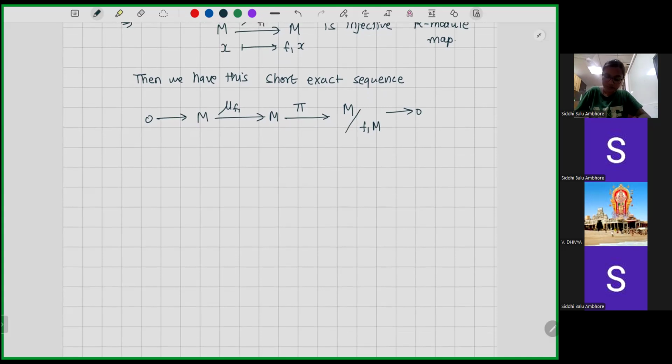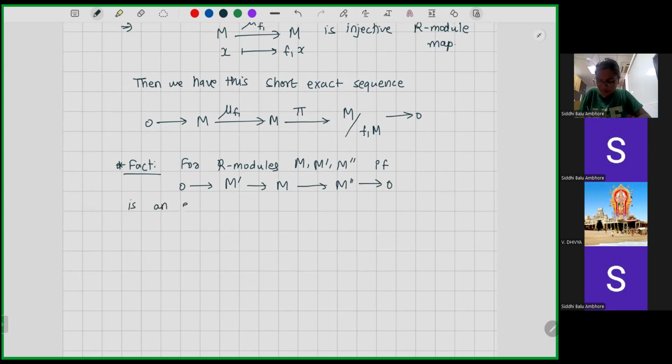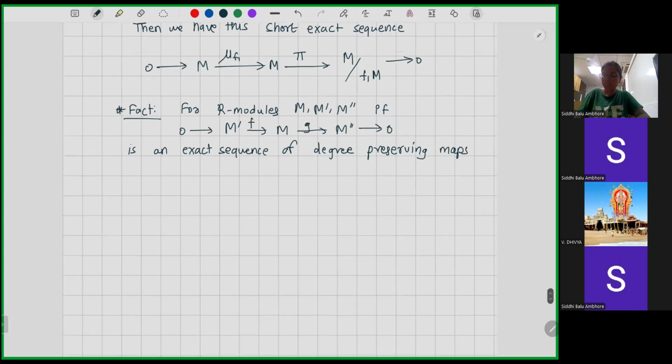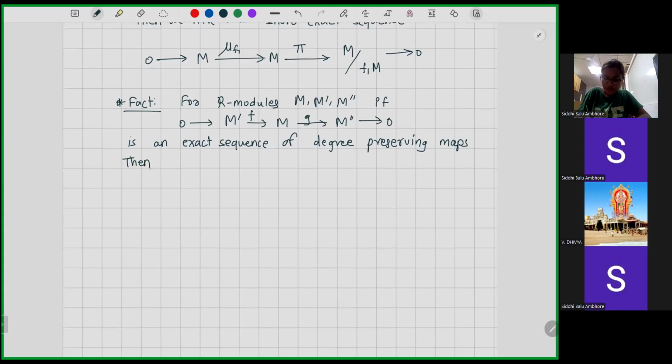So we know, in fact the result from the notes, that for modules M', M, M'', if 0 going to M' going to M going to M'' is an exact sequence of degree preserving maps, and since we want the Hilbert series, if we call these maps F and G, both degree preserving, then we have H_M(T) is H_M'(T) plus H_M''(T).